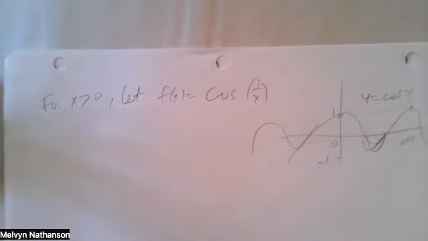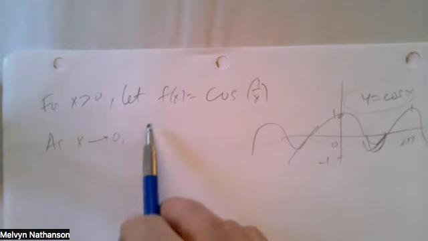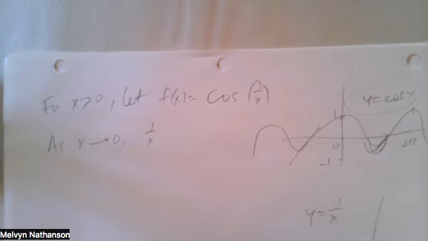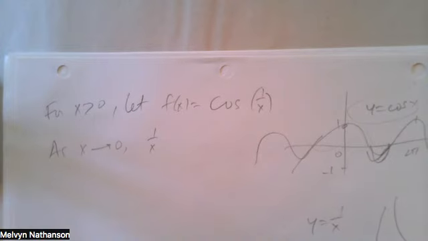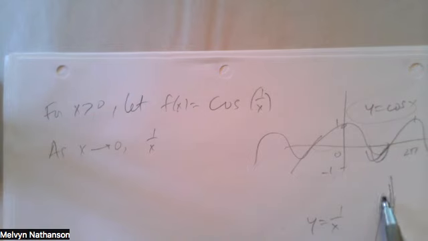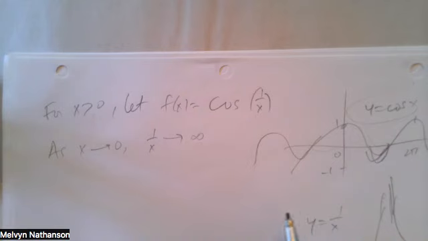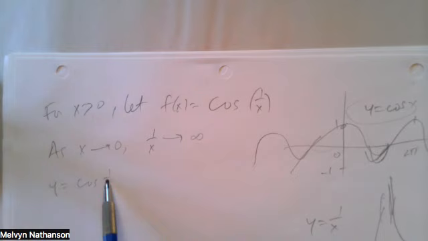But the graph of the cosine of 1 over x is completely different. So as x approaches 0, what does 1 over x look like? If you look at the graph of the function y equals 1 over x, it looks like this. As you approach 0 from the right, 1 over x is going to infinity. So 1 over x is going to plus infinity as you approach 0 from the right. And what does the graph of y equals the cosine of 1 over x look like?